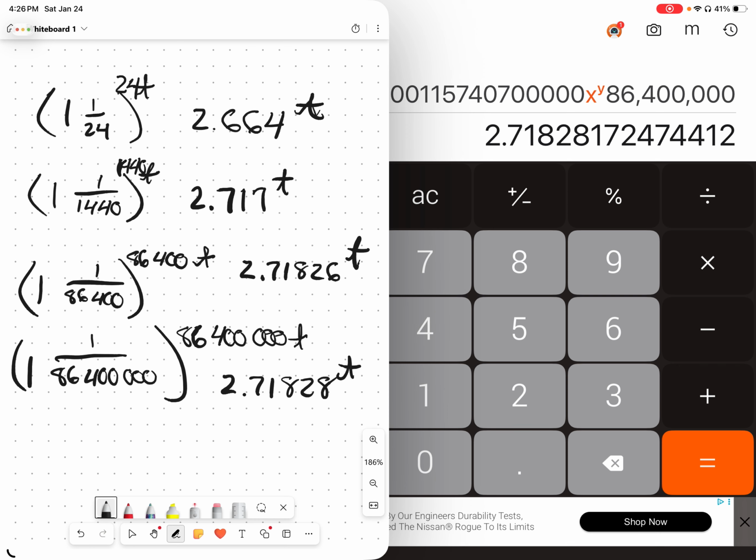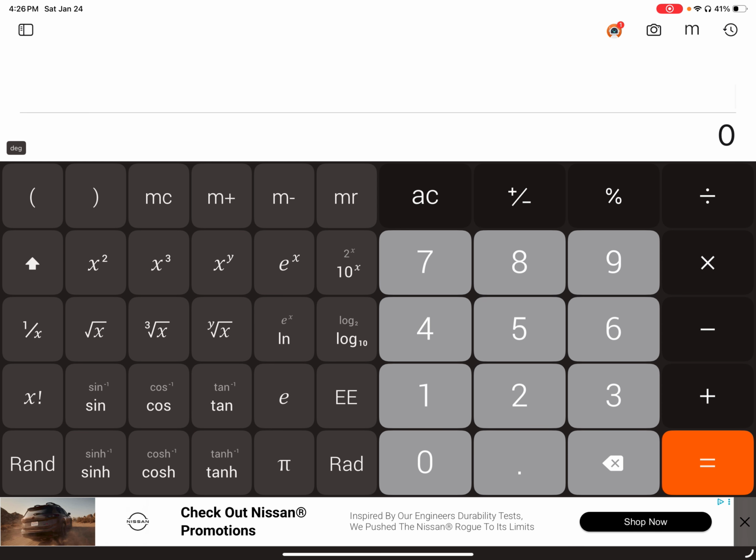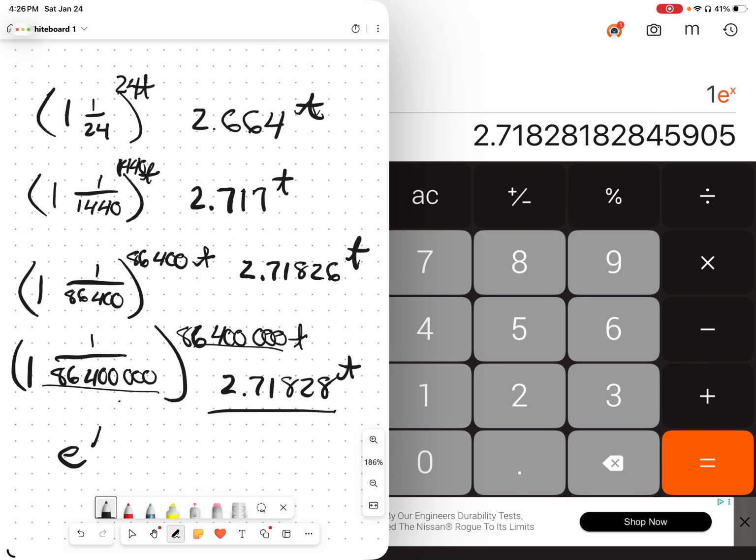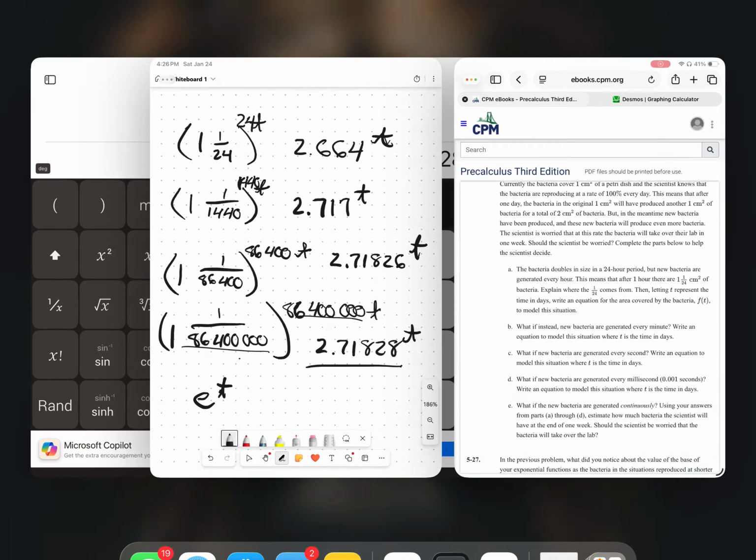And it asks what would happen if it was continuous. Continuous means that this is happening forever, so this fraction is approaching 0, but the exponent approaches infinity. We approach this letter E, which is very close to 2.718, right? If we just do E to the first power, we can see that's what you get, 2.71828. And that's what we're approaching, E to some t, growth, right?